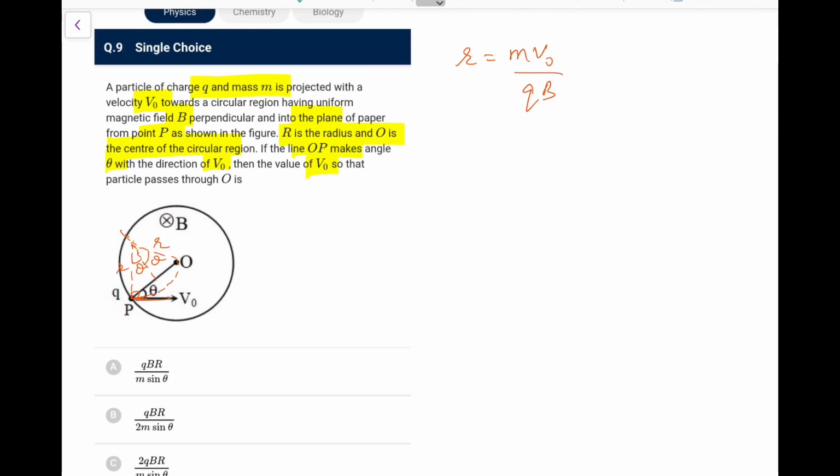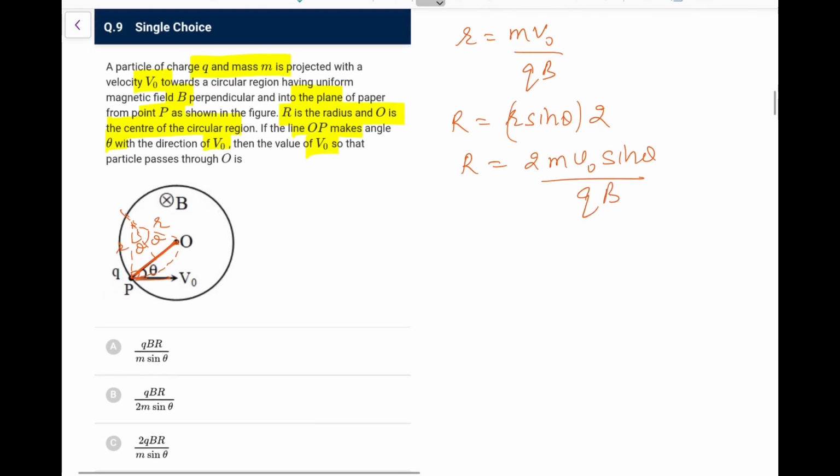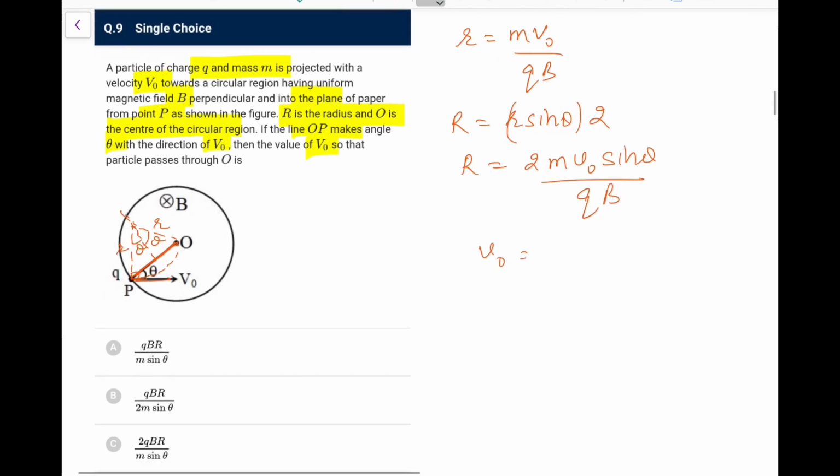So that means in this duration, first of all, I can make out this distance. I can say the capital R would be equal to r sine theta multiplied by 2. So that is 2r sine theta. So the capital R is going to be, if I put the value, r is mv0, this is sine theta upon qB. Now, what is the value of v0? So you have to find the value of v0. So v0 comes out as qBR upon 2, what we have, m sine of theta.